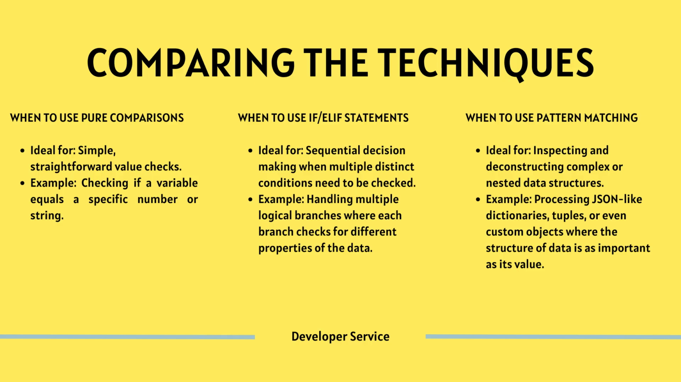And a very clear example of that is if you're processing JSON-like dictionaries or tuples, as we saw in the examples, or even custom objects where the structure of the data is as important as the value that you want to compare with.